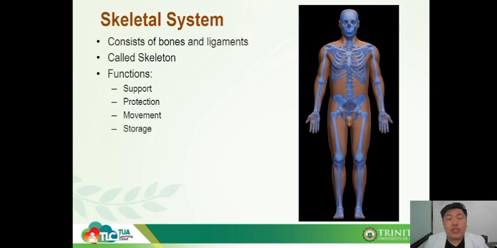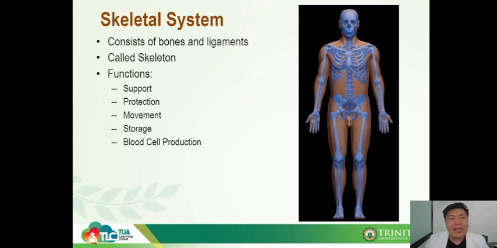Next is for storage. So there are many minerals in the blood which also get stored in our bones, such as calcium and phosphate. And the last important function is for blood cell production. And we know that our hematopoietic cells are found in the bone marrow, which is deposited in our spongy bone or in our cancellous bone.